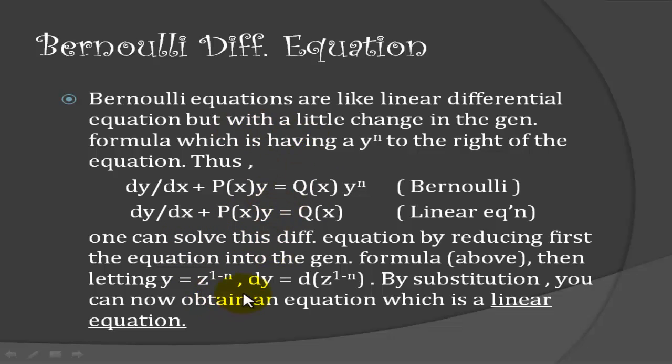So, letting y = z^(1-n), and then getting its derivative, dy is equal to the derivative of z^(1-n). Now you do the calculations. By substitution, you can now obtain an equation which is a linear equation.